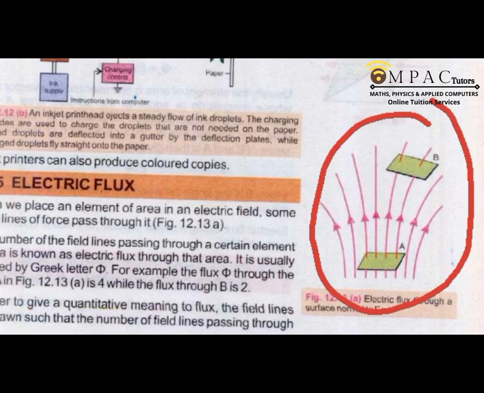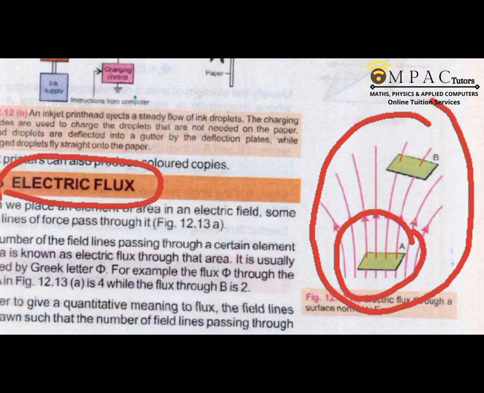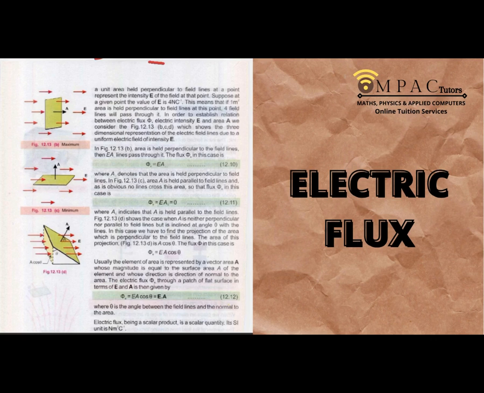Surface A has more flux than surface B, because A and B are equal in size, but more field lines are passing through surface A. So surface A has greater electric flux. Okay, so you know what electric flux is. The flux formula is E dot A.